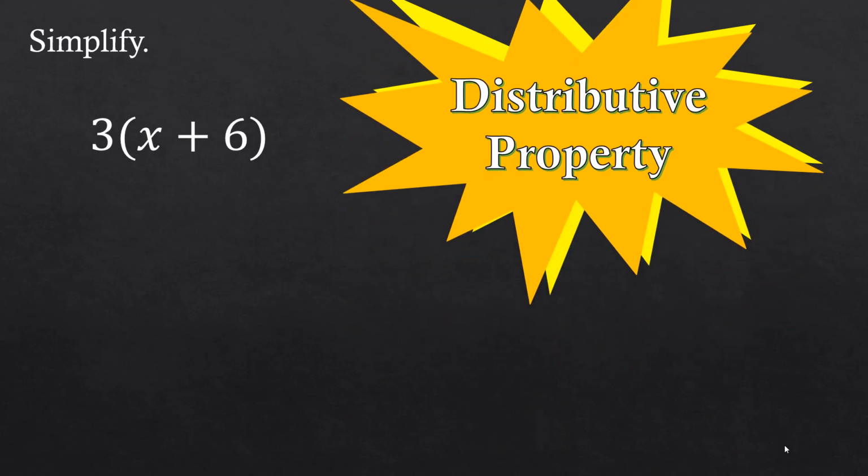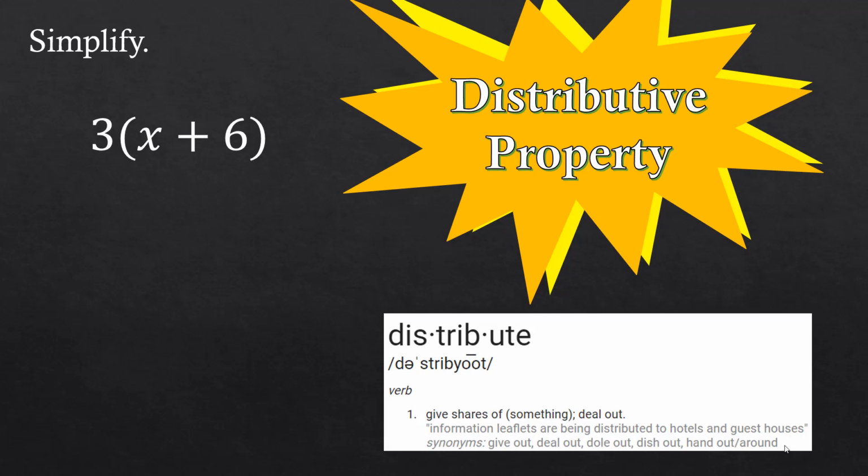the distributive property. If we look at the English definition of the word distribute, it means to give shares of something or to deal out. So when we work with this distributive property in mathematics, we're simply dealing out something to something else. In other words, this is 3 times the quantity, this grouping, of x plus 6. So I'm going to be dealing out that multiplication by 3 to each term in those parentheses.